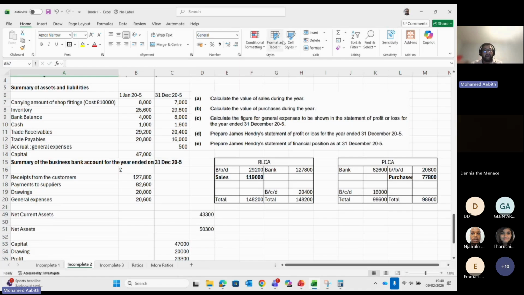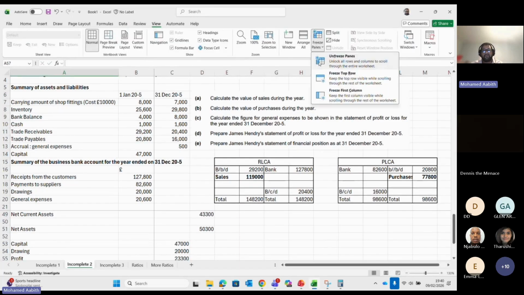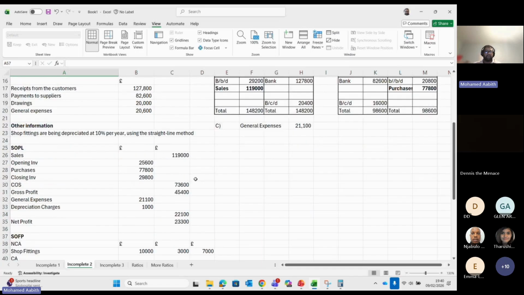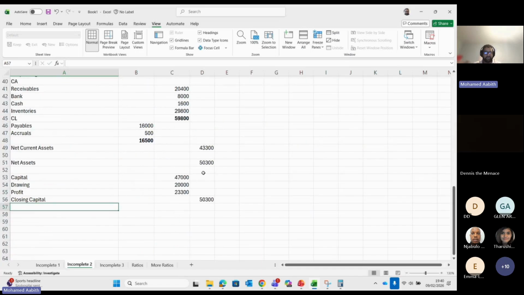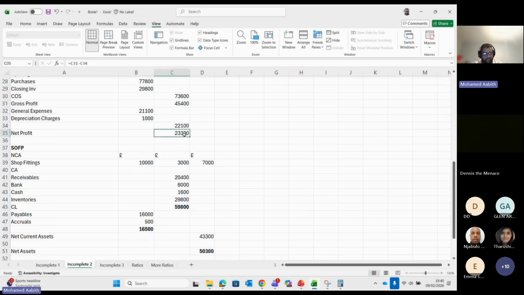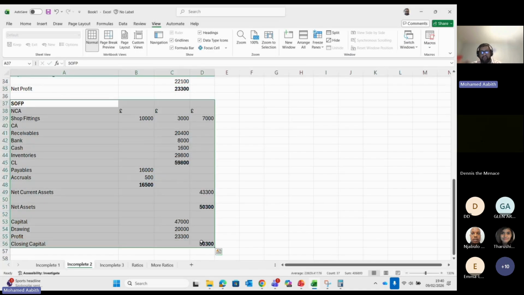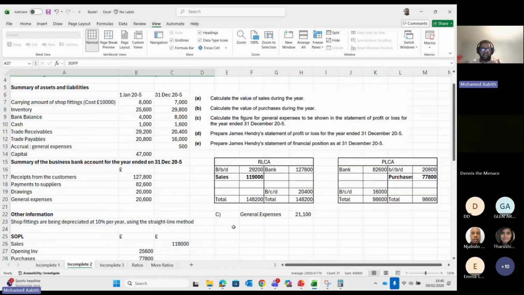Let me unwrap it now. Quickly, let me just change this view. Now let's look at the profit and loss and the statement of financial position. My net assets and my closing capital are equal to each other, because this is the number we found from the profit and loss statement, and the statement of financial position gave you that figure. Can you see here, guys?